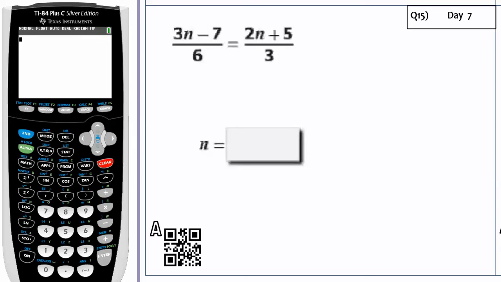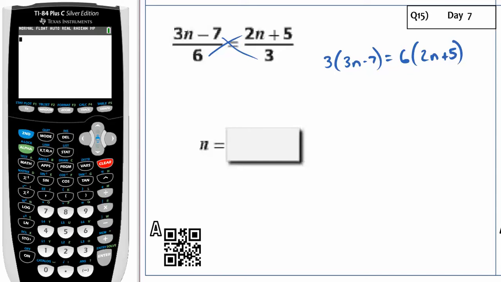In question 15, this is a proportion question. So what they really are trying to challenge you on is whether or not you remember the distributive property when you cross multiply. So when I cross multiply here, I'm left with 3 times the quantity of 3n minus 7 is equivalent to 6 times the quantity of 2n plus 5.